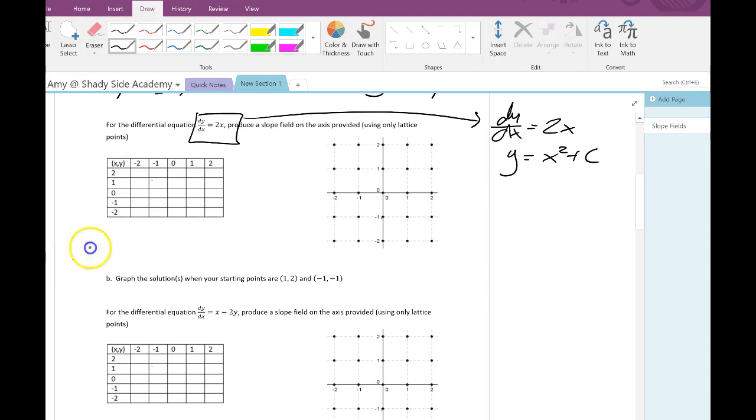Now on the worksheet that you're going to get, you're given these tables. You don't have to fill the tables out. I just give them to you to help with visuals. I like making the top values the x values, and the side ones the y values. I'll explain why in a minute. For right now, any point that we're plugging in, we plug into the differential equation. So I'm going to plug the point negative 2, 2 into 2x, and that's just going to give me negative 4 all the way down the line here.